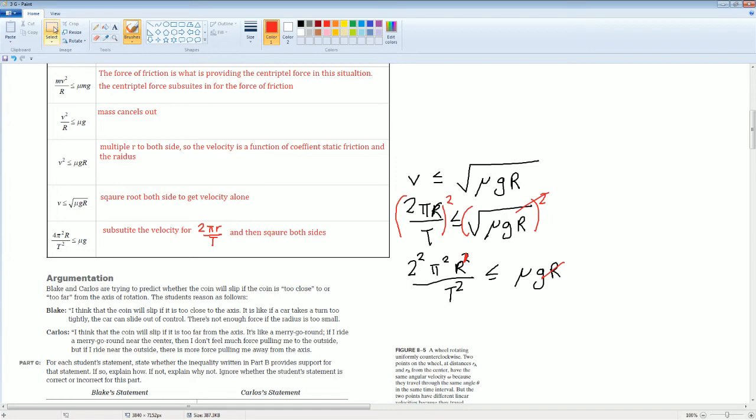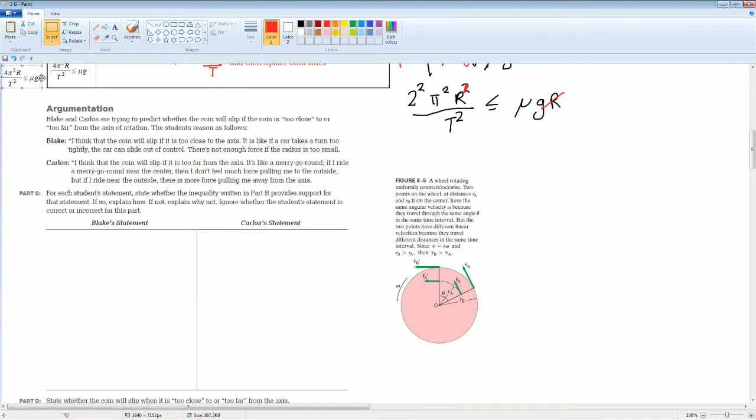Okay. I'm going to bring this equation down here so we can take a look at it. Bring it right here. All right. So, Blake and Carlos are trying to predict whether the coin will slip if the coin is too close or too far from the axis of rotation. The students' reasons are as follows. For each student statement, state whether the inequality written in Part B supports the statement to be true. If so, how? If not, explain why not. Ignore whether the student statement is correct or incorrect.